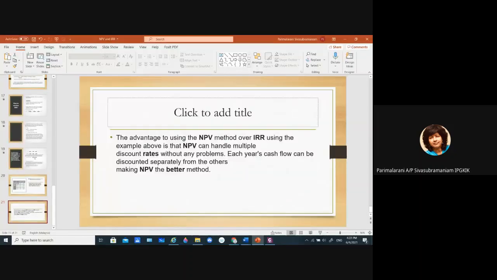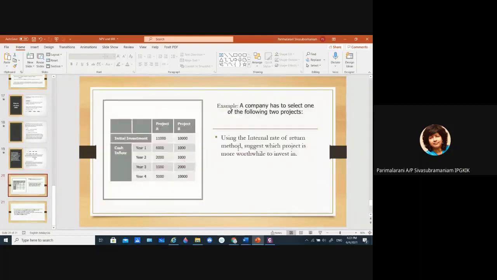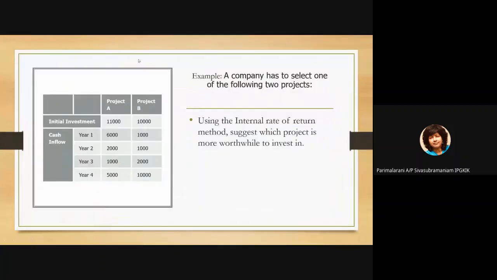Okay, this question is actually a tutorial question. I won't do it now.